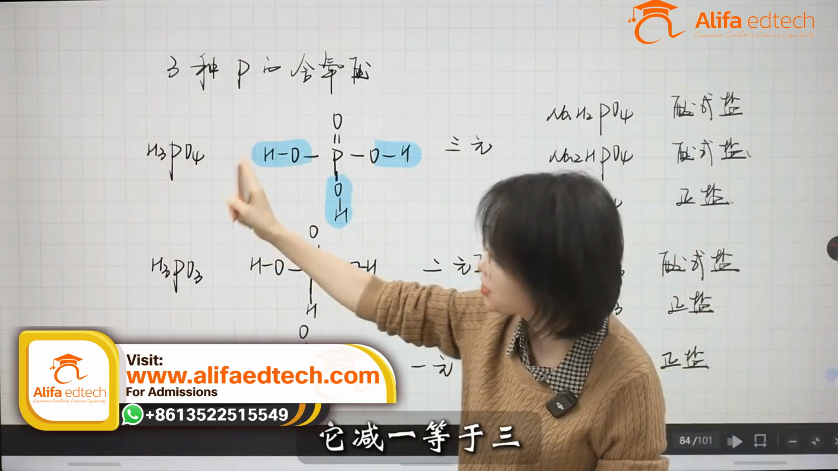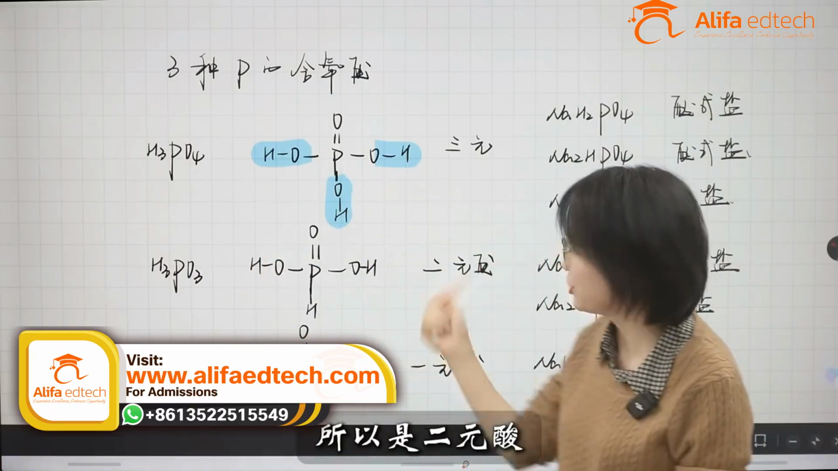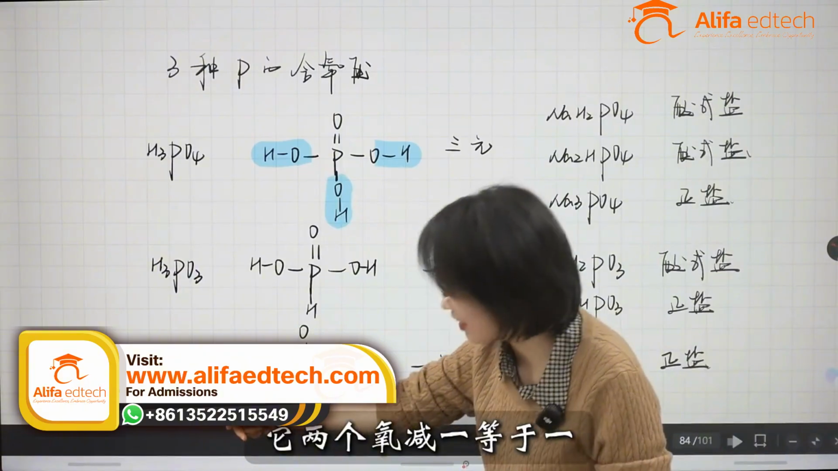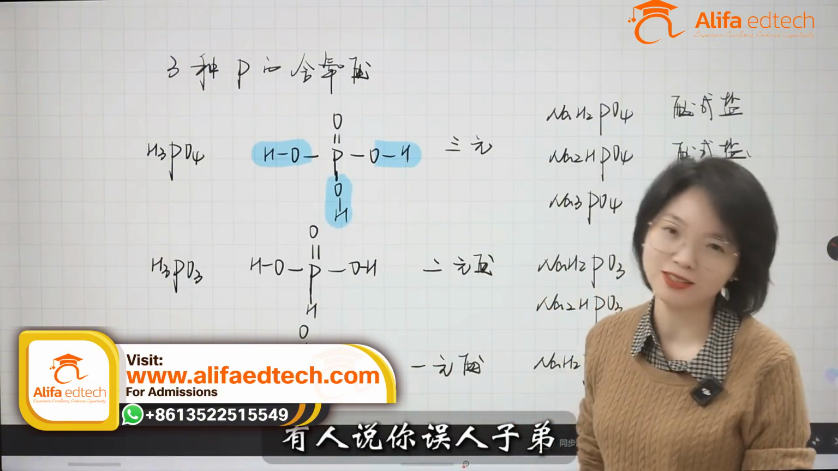This zero oxygen acid has 4 oxygens. Subtract 1 equals 3, so it's a triprotic acid. Then 3 oxygens minus 1 equals 2, so it's a diprotic acid. 2 oxygens minus 1 equals 1, so it's a monoprotic acid.